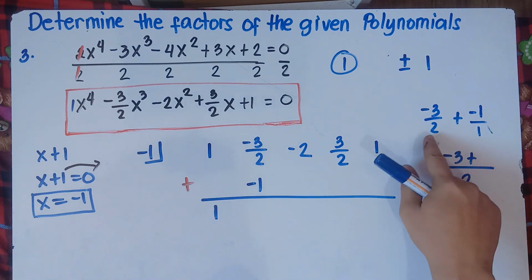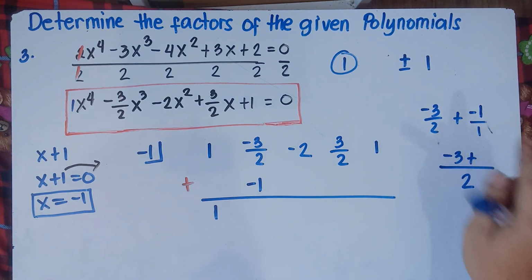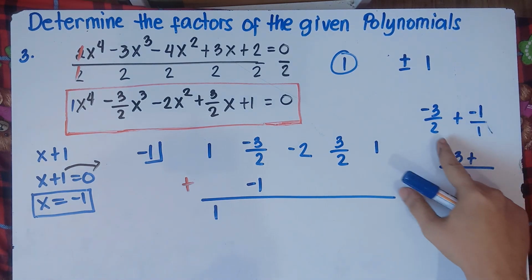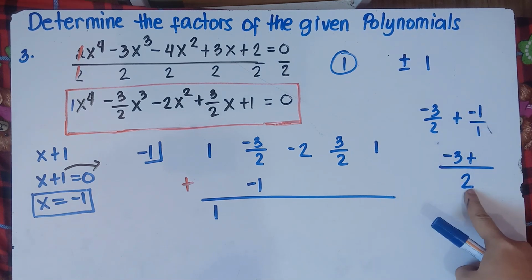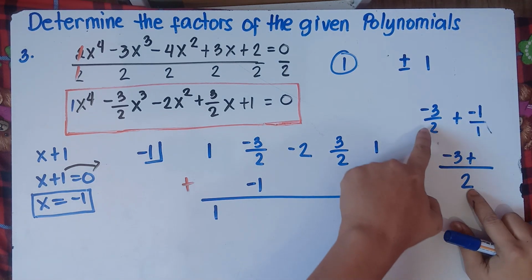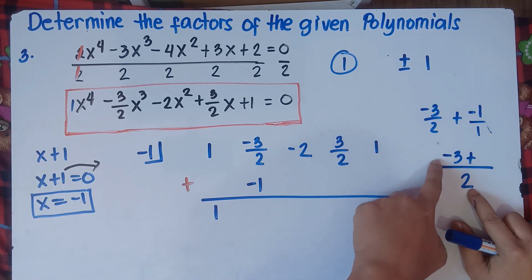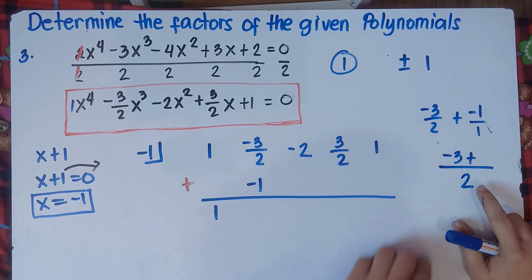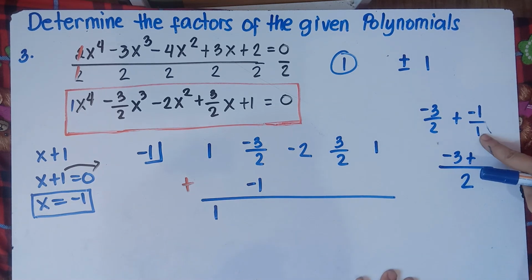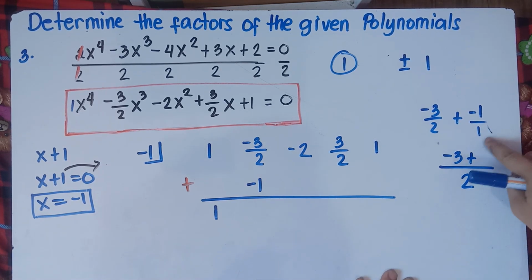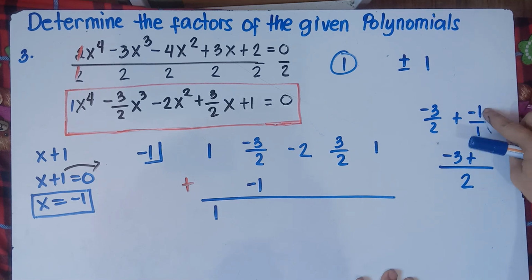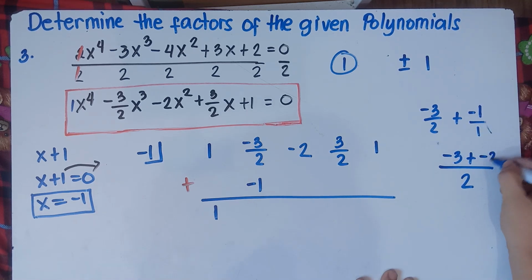Plus, once again, class, you cannot add the fractions right away. You need to find the LCD. And the LCD of 2 and 1 is 2. Then you divide, class. 2 divided by 2 is 1, times negative 3, that's negative 3. Plus, copy the plus sign, 2 divided by 1 is 2, times negative 1, that's negative 2.